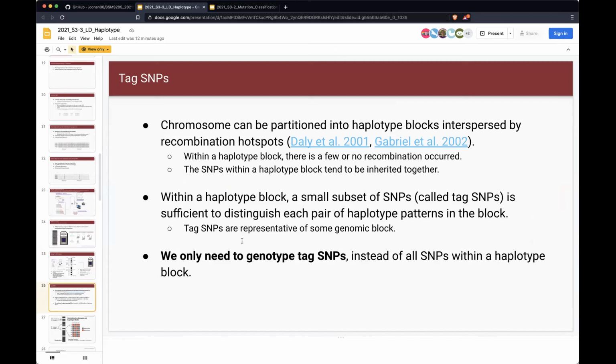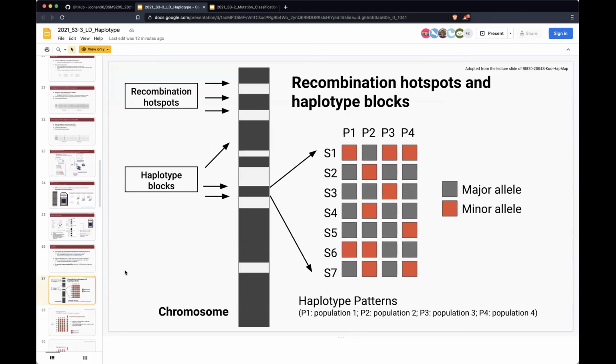One paper from Mark Daly's group and Gabriel's group, in 2001 and 2002, looked at the tag SNP information and how much LD is forming across our genomic positions, right? So how did they do it at the time? Let's imagine that we're looking at this region, and we have 5 people here, and you have 7 loci in this region. And we know that this region has haplotype blocks, right?